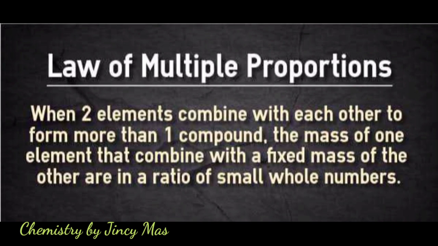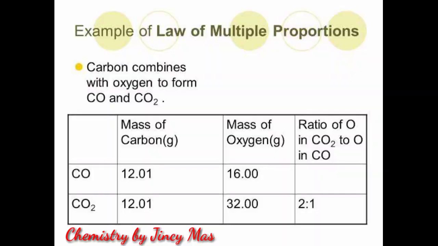When 2 elements combine with each other to form more than one compound, the mass of one element that combines with a fixed mass of the other are in a ratio of small whole numbers. The law of multiple proportions can be well explained by taking the example of carbon monoxide and carbon dioxide. Carbon combines with oxygen to form both carbon monoxide and carbon dioxide.